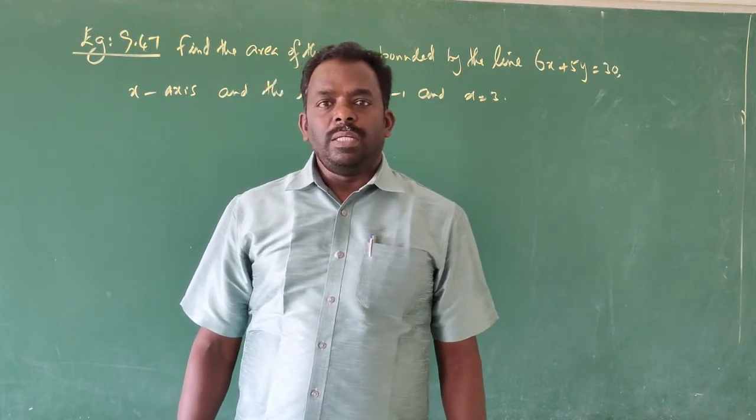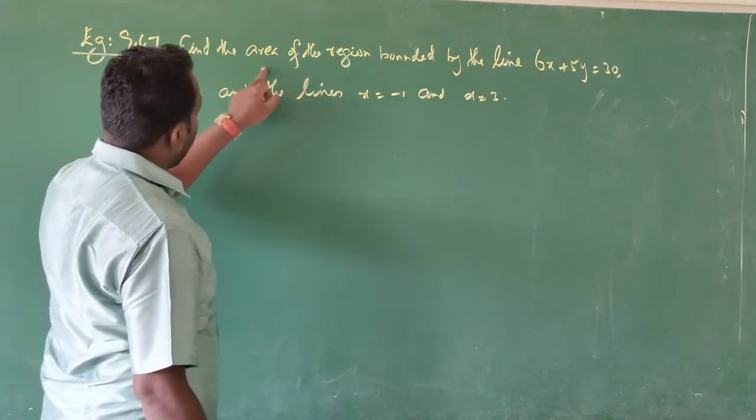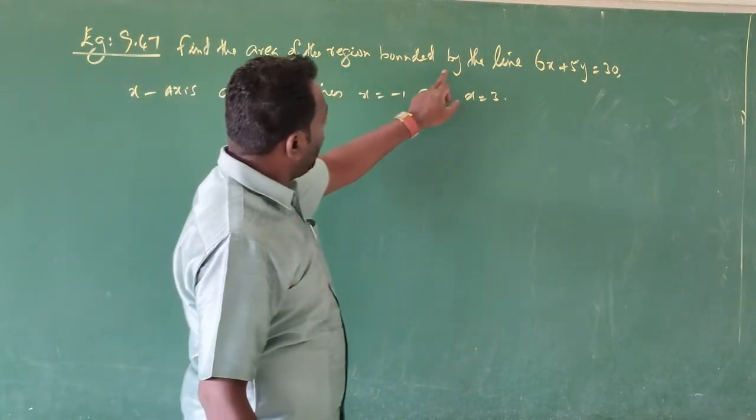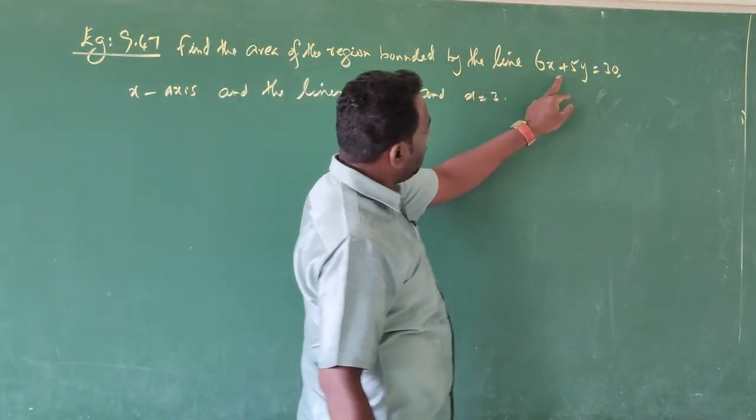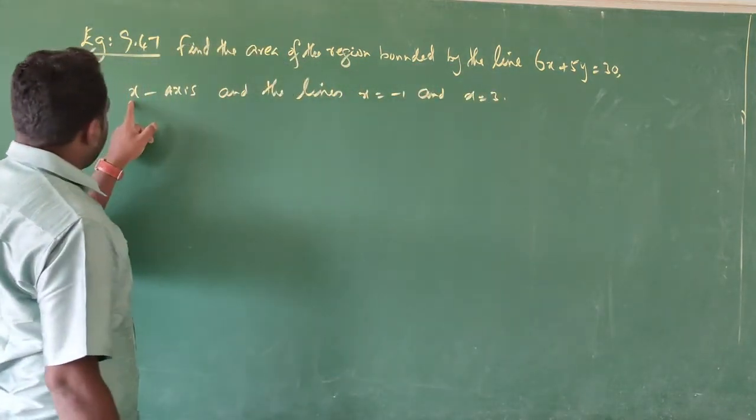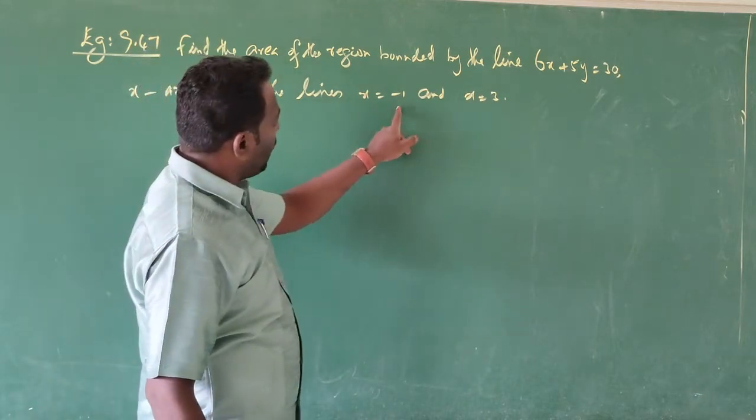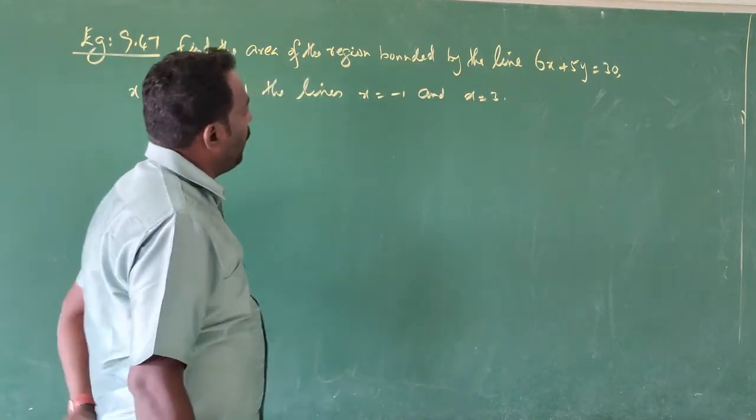Come to next example number 9.47. Find the area of the region bounded by the line 6x plus 5y equal to 30, the x-axis, and the lines x equal to -1, x equal to +3.